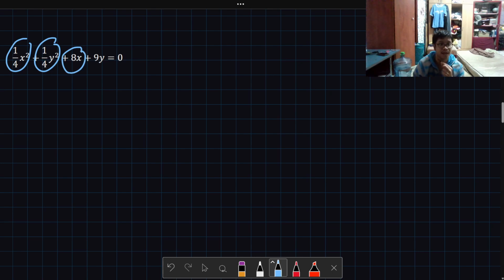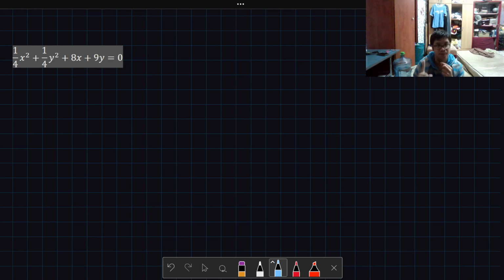Then here we have 8x, 9y. And if you take a look, there is no constant term. So what would be the case here? First case or second case? The answer is still the second case. All right? Second case exists if there exists either x, y, or both of them. Okay? So here, what are we going to do?